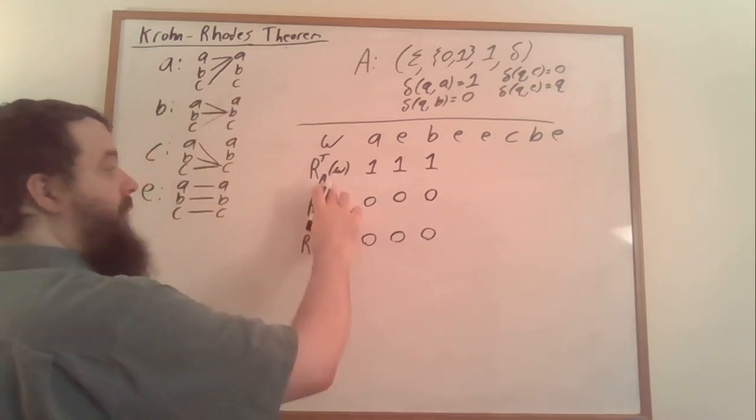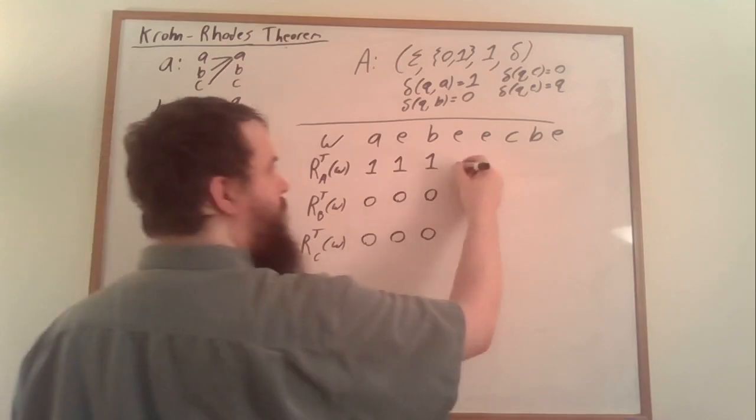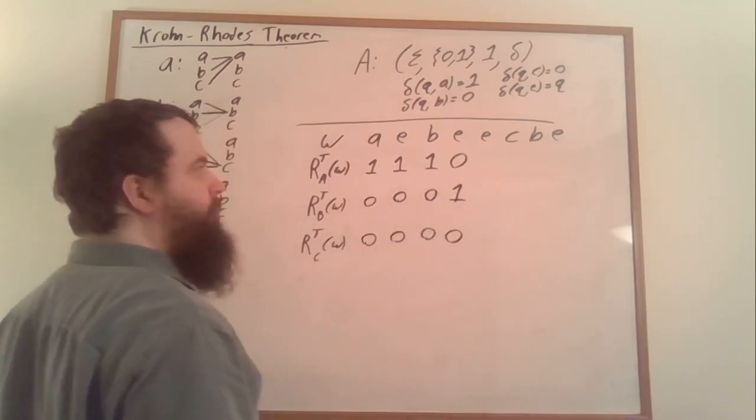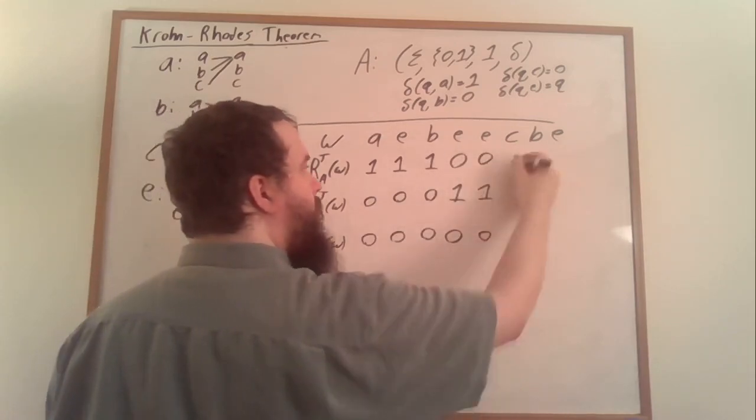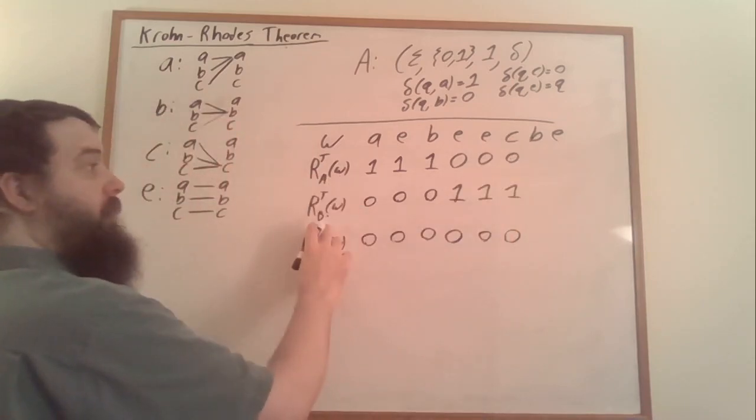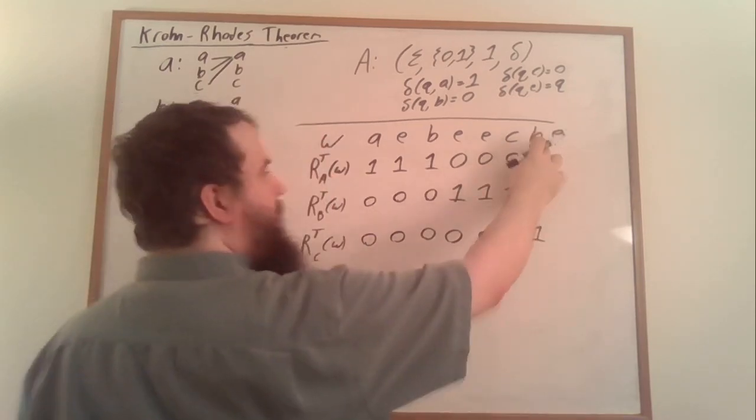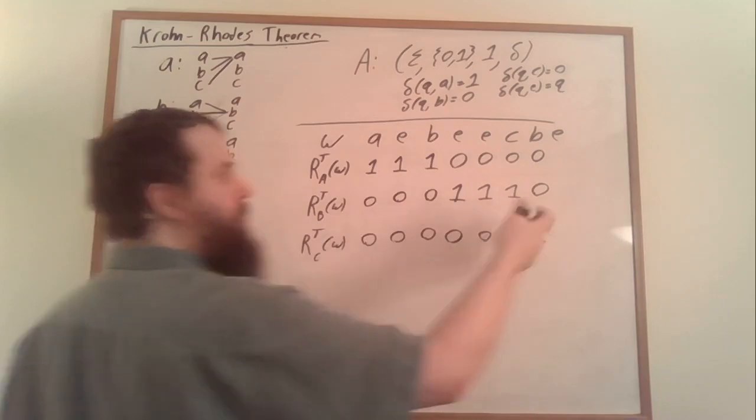When automaton A and automaton C read a B, they go into state 0, and automaton B goes into state 1. Again, we see some E's which don't change the state. We now see a C, automaton A and automaton B go into state 0. And then this B sets automaton B into state 1 and the others into state 0.